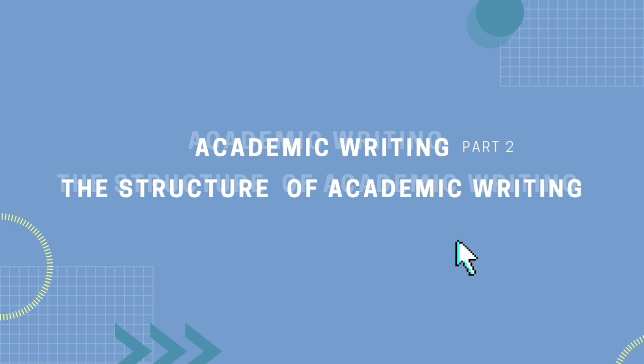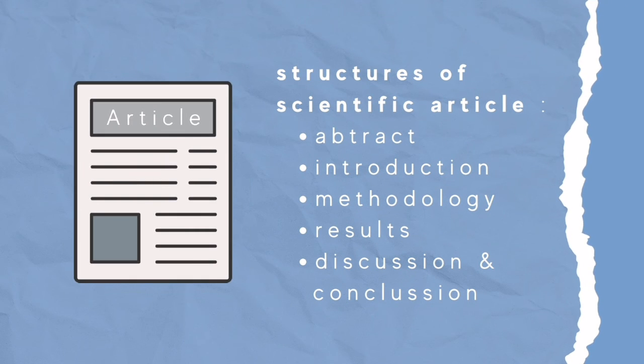In this video, we're going to talk about academic writing part 2, the structures of academic writing. An article is one type of academic writing. There are some components to create an article precisely. When we want to compile a scientific article, there are some structures that should be searched in it. There are abstract, introduction, methodology, results, and discussion or conclusion.